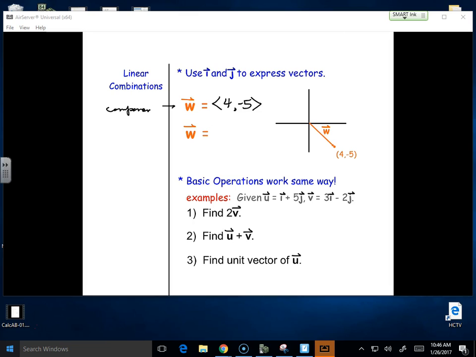Why do we have two w's though? Because now we're going to write it in our linear combination form. Is it that crazy hard? Nah. What coefficient are we going to put by the i? What coefficient by the j? And you can either do plus -5 or -5. Same dealio.